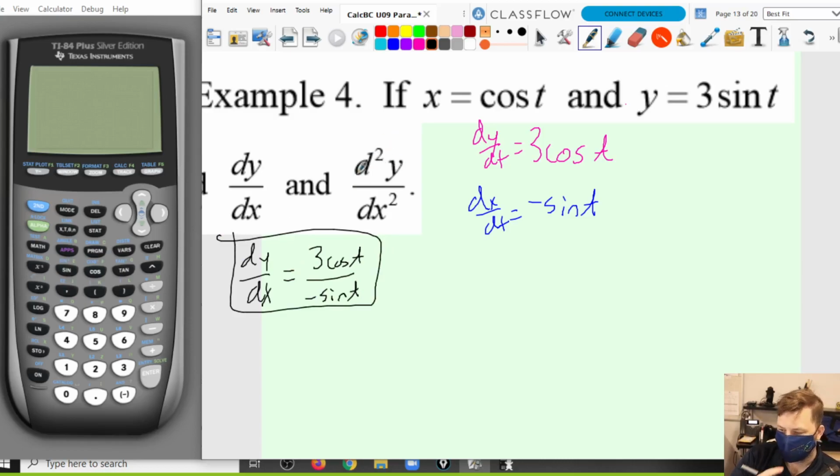Okay, now to find the second derivative. What I have to do is derive this one with respect to t. I can put that negative on top. I want to derive this whole thing.